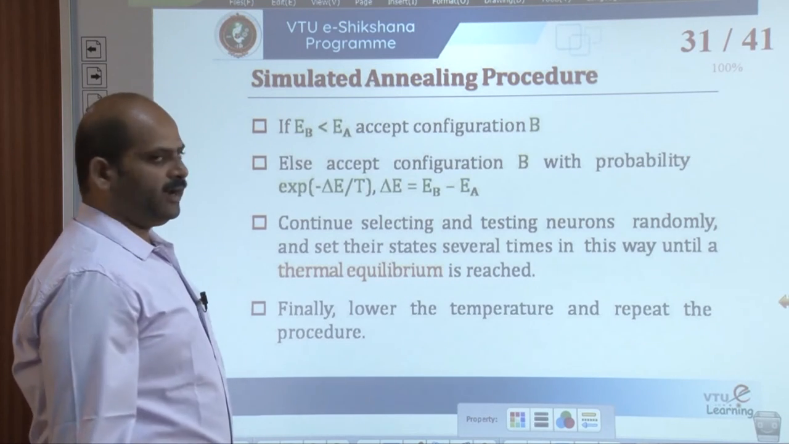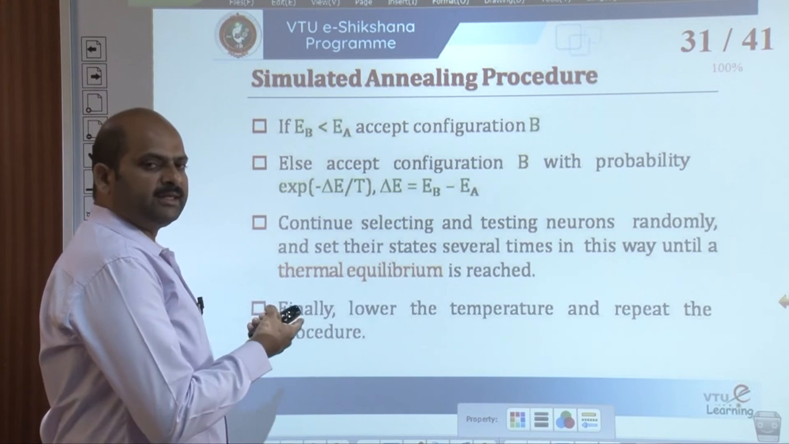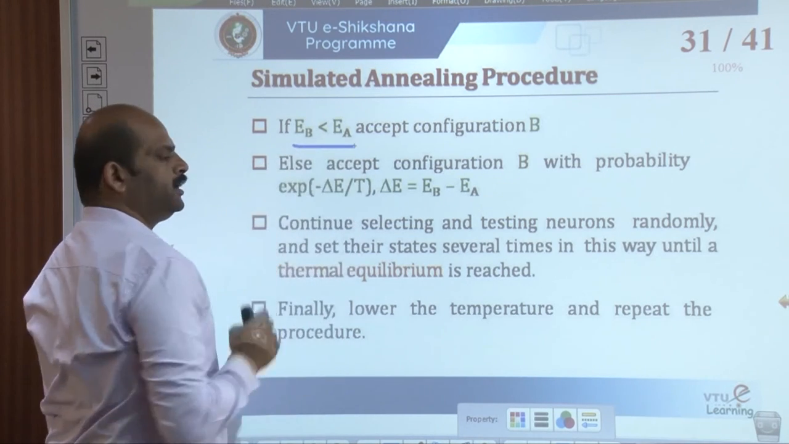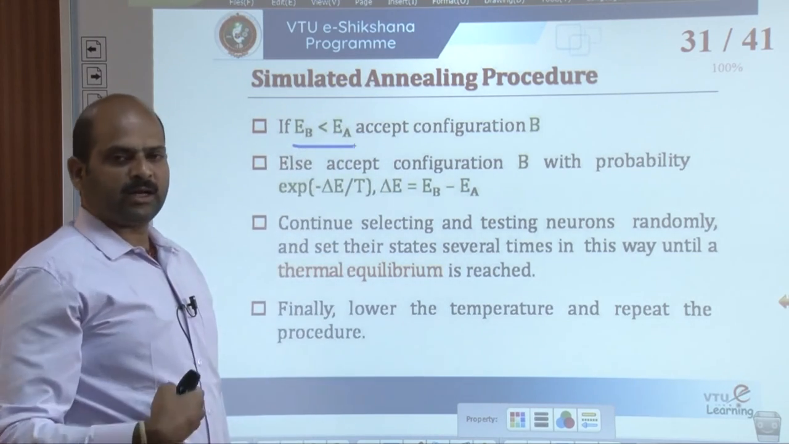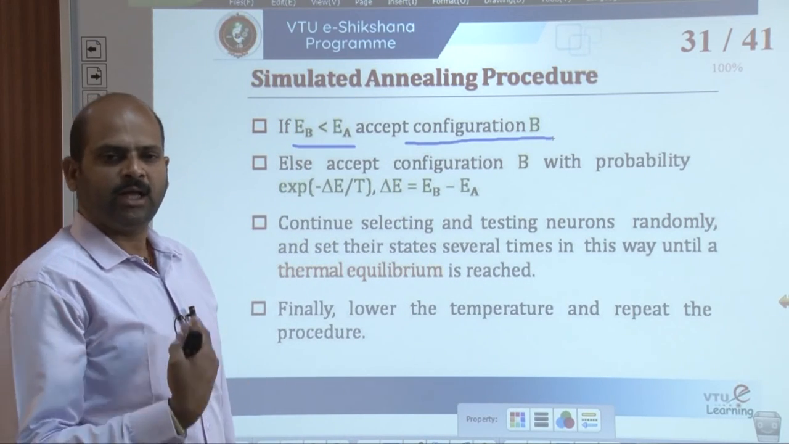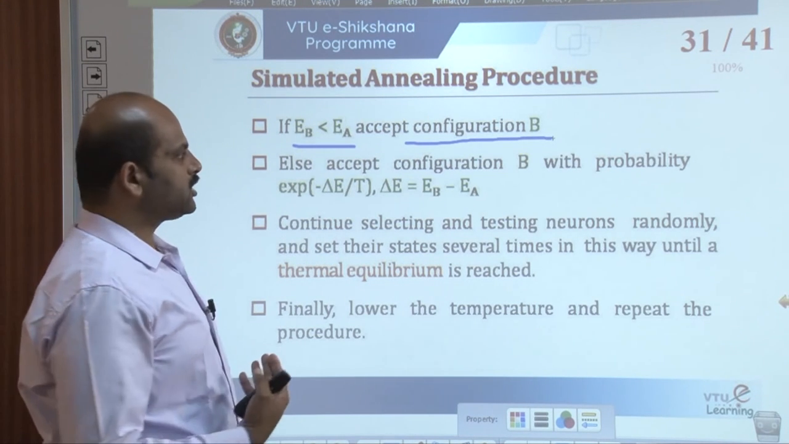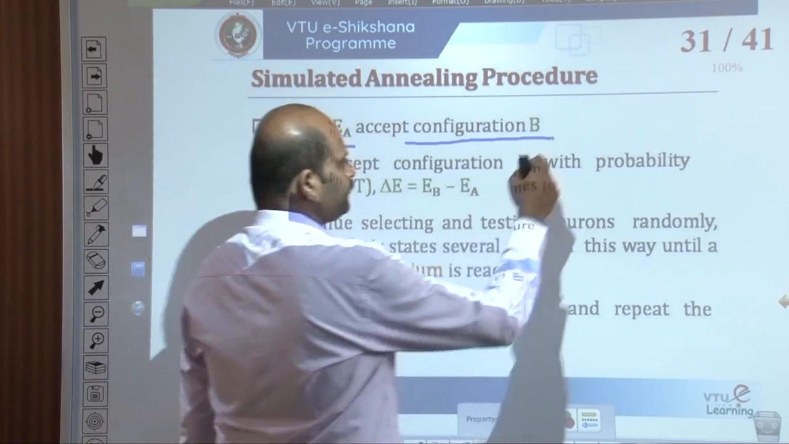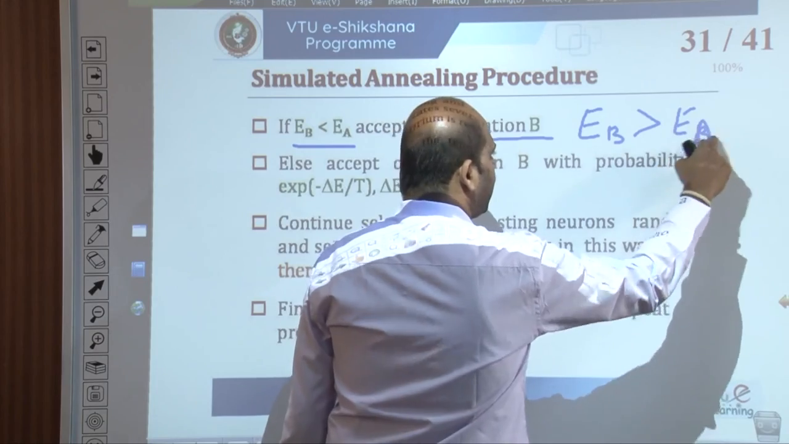next we have to compare the energy created in the second configuration with the first configuration. If the energy created recently is lesser than the previous, accept the configuration which has been newly created. So this change of the state of neuron I has to be accepted. Or else, if the condition fails, if EB is greater than or equal to EA, then what is to be done?